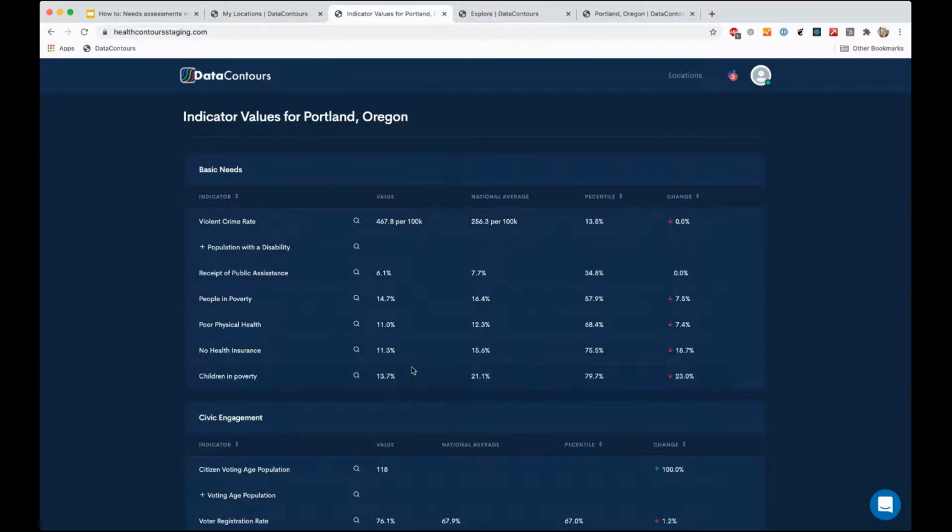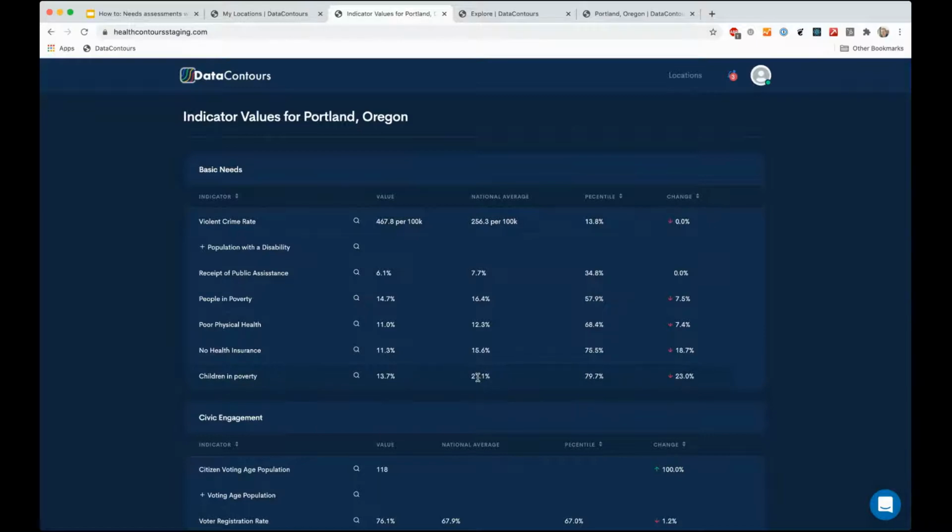Is no health insurance at 11.3% good or bad? Who knows? We provide the national average as a way to help contextualize that. And then we also do a percentile analysis. So we say, of all of the communities in the United States, where does this particular community fall on the indicators that are comparable?